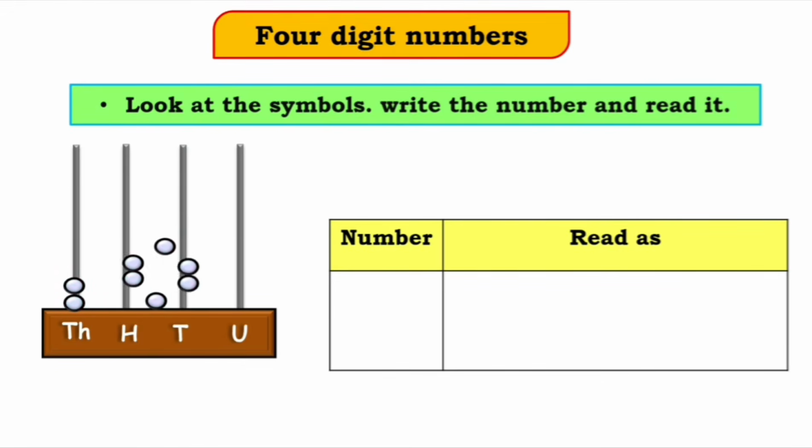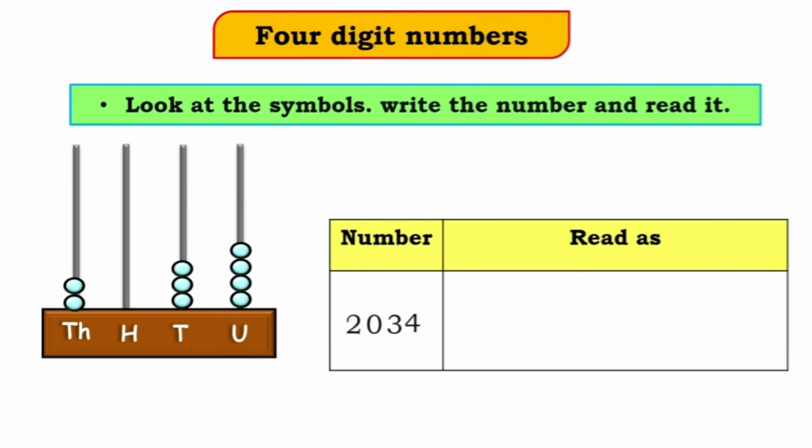Now here this abacus shows 2 beads in the thousands place. So we will write 2 in the thousands place. 0 beads in the hundreds place. So we will write 0 in the hundreds place. 3 beads show 3 tens. So we will write 3 in the tens place. Then 4 beads in the units place. So let us write 4 in the units place. Hence this number is written as 2034.